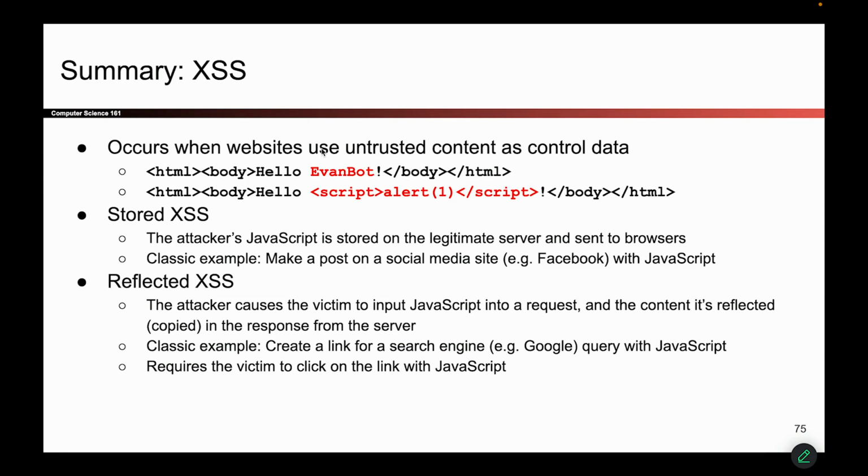So for example, the user could pass in evanbot, and the resulting web page would say the user input. And if the user instead inputs something like a script tag, if the website isn't careful, it will send this HTML to victim users, and this will be interpreted as code. And this allows the attacker to run code with the origin of the victim website.